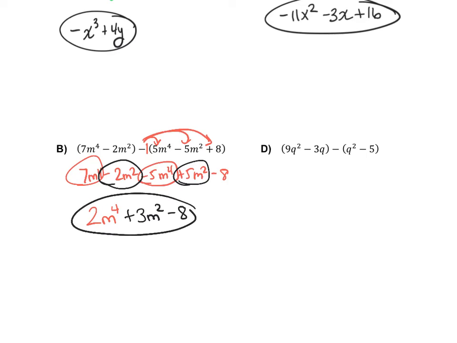Example D, put my minus 1 there, I'm multiplying to both terms in the parentheses, so I get 9q squared minus 3q minus q squared plus 5. Remember, it just changes the sign to minus and plus. Combine like terms, I've got 9q squared and minus q squared, so that's 8q squared minus 3q plus 5, and it's in standard form.